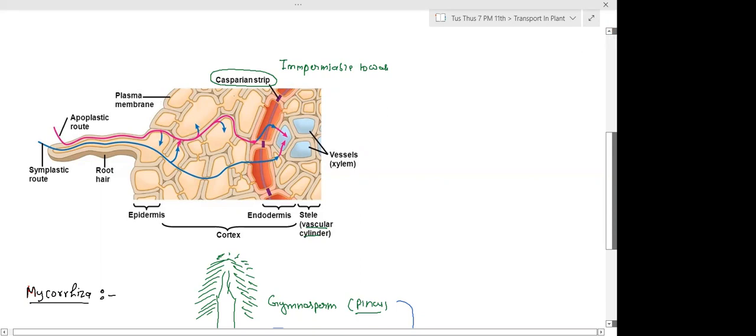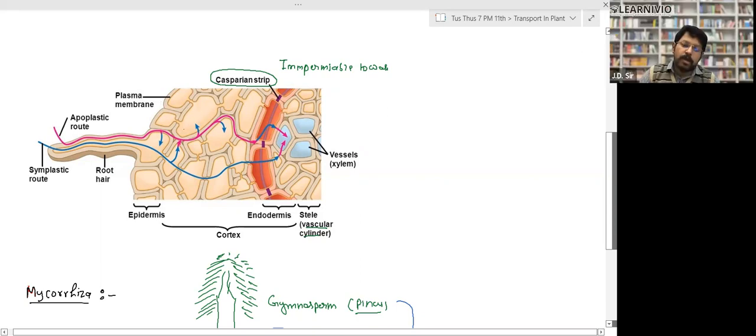Again, we have already studied the structure of root. Whenever we study the structure of root, the outer layer of the root is called epidermis. This is the outermost layer. And this root hair, these are the epidermal outgrowth, right? Inside the epidermis, there is a cortex. The last limit of cortex is endodermis. Endodermis has a particular kind of thickening. This is called Casparian strip.